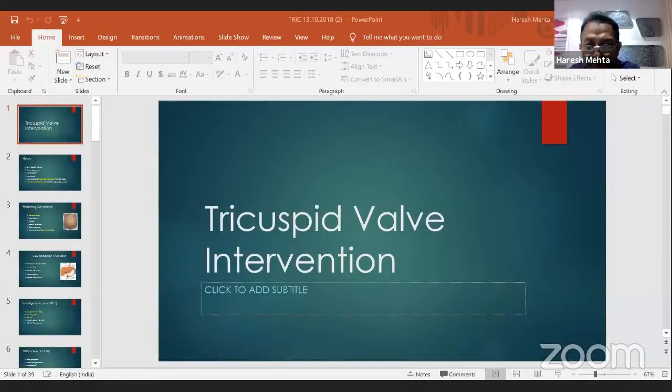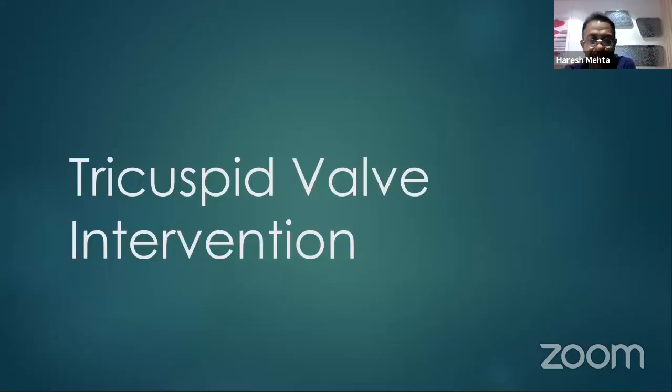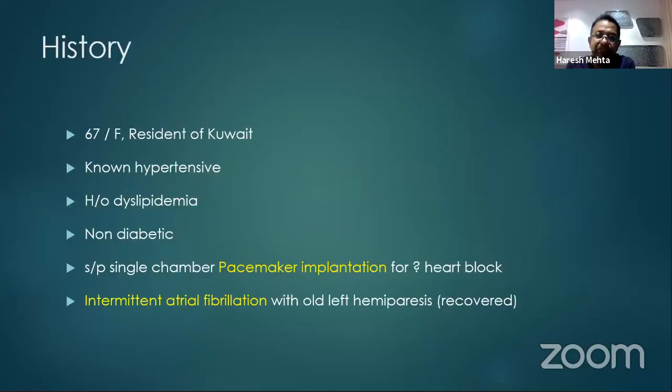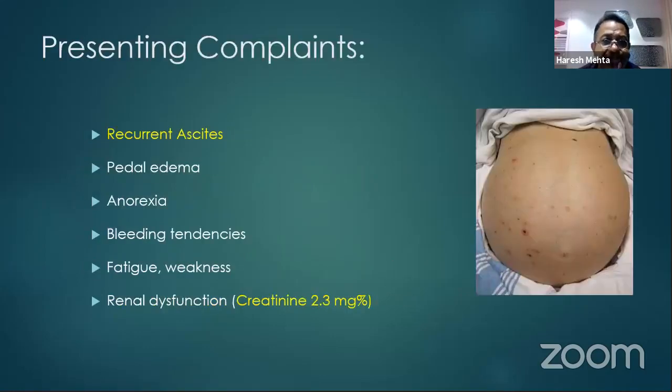So I'm going to share this case of tricuspid valve intervention. We were probably the first or second case in India we did. At that time, this device was very primitive. So this was a 67-year-old female, a resident of Kuwait, non-hypertensive, dyslipidemic, non-diabetic. She had a status post single chamber pacemaker implantation for heart block, intermittent AF with old left hemiparesis. She had recurrent ascites, pedal edema, anorexia, bleeding tendencies, fatigue, weakness, and renal dysfunction. And you can see her picture, that's how her abdomen looked.